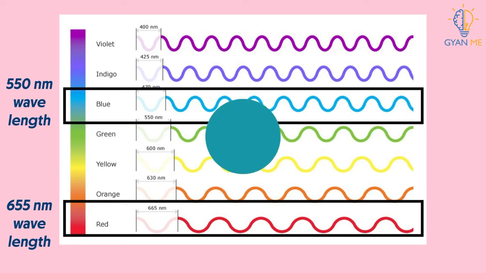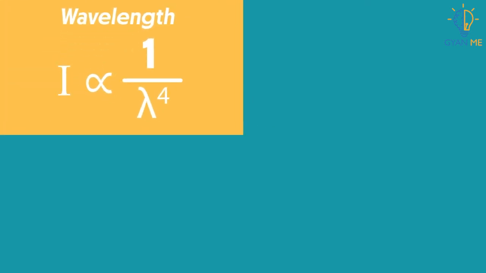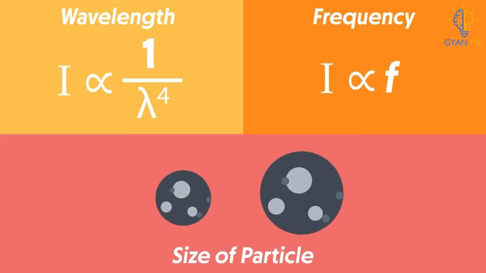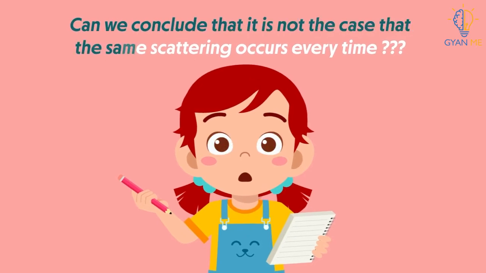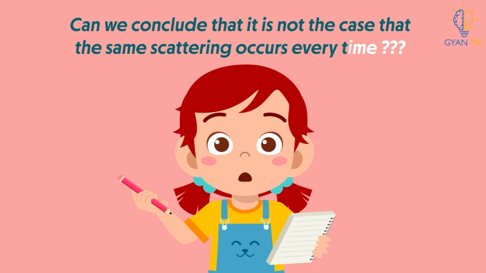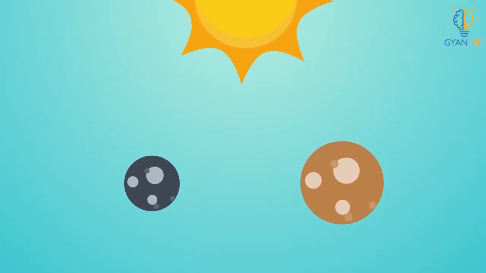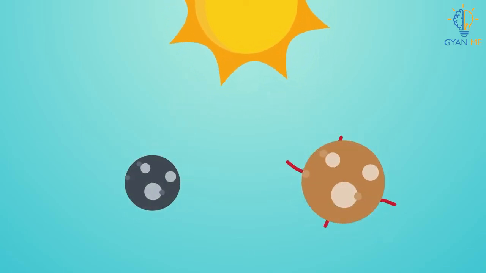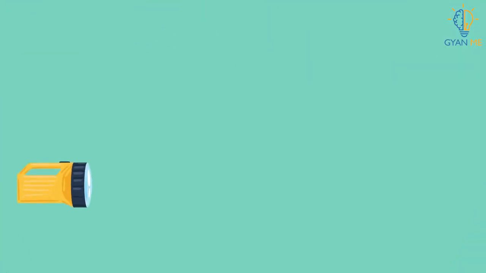So what we have seen till now are 3 factors which determine the scattering. 1. Wavelength, by this equation. Second, frequency, by the equation as seen, and third, size of the particle. So can we conclude that it is not the case that the same scattering occurs every time? Yes, we can. We can say that though the source of light may be the same, the scattering of its light may not be the same.